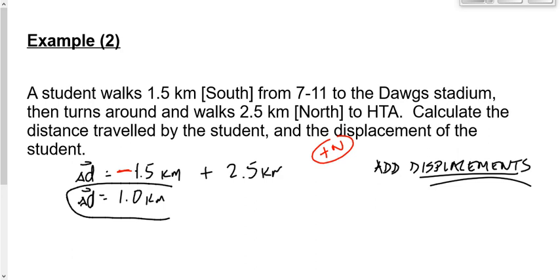is 1.0 kilometer. Hey, by the way, I got a positive number for that. What does that mean? Yeah. If I had gotten negative 1, it would have been 1 to the south. But I got positive, so it's to the north. There's my displacement. What about my distance traveled now?